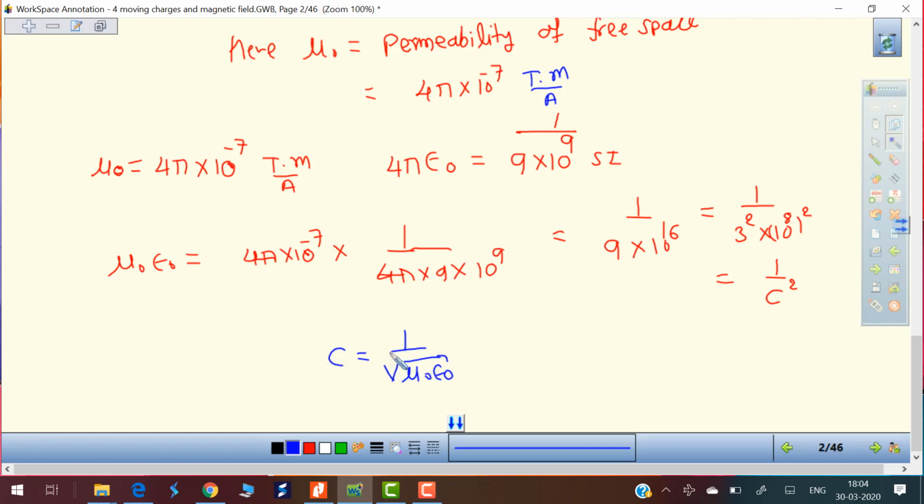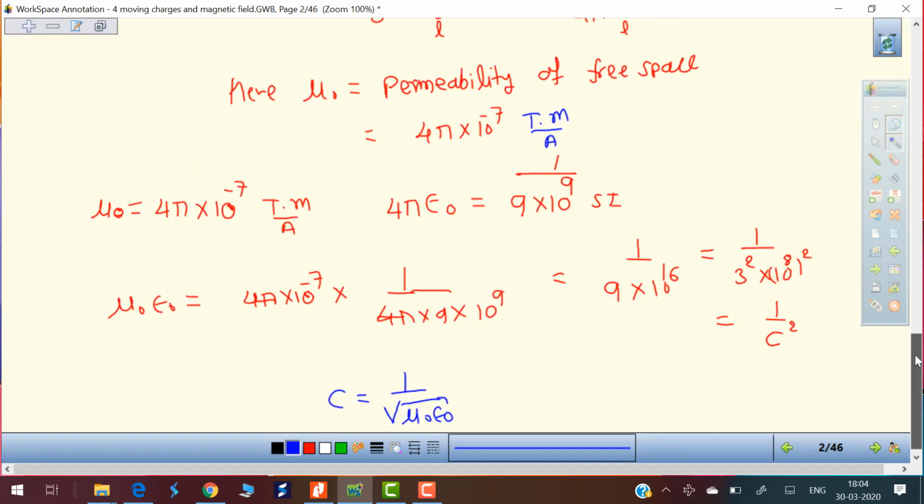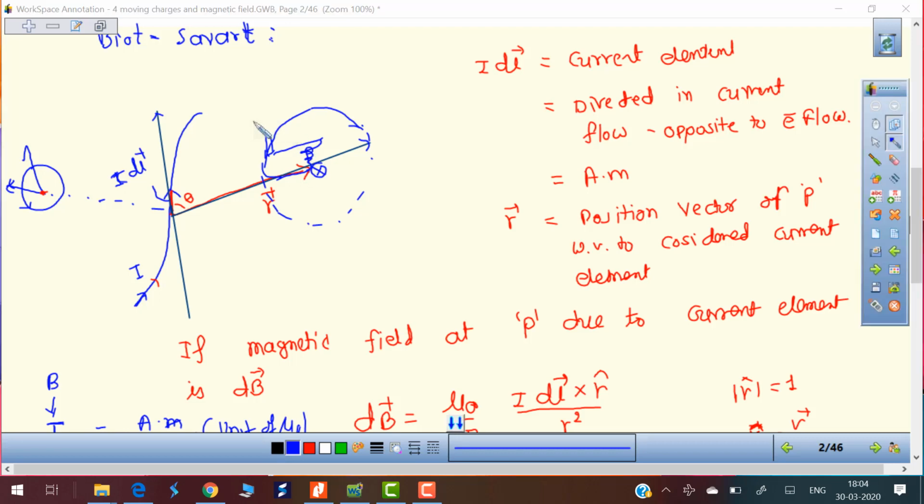So you know the relation. You can find 1 upon c square means second square upon meter square. What is the unit of mu 0 epsilon 0? You take both sides squared, you get c square, meter per second whole square. So you can find the unit of mu 0 epsilon 0. So that tricky question can be asked. So this is for the Biot-Savart law. Remember again, how to find the direction plays a very important role.